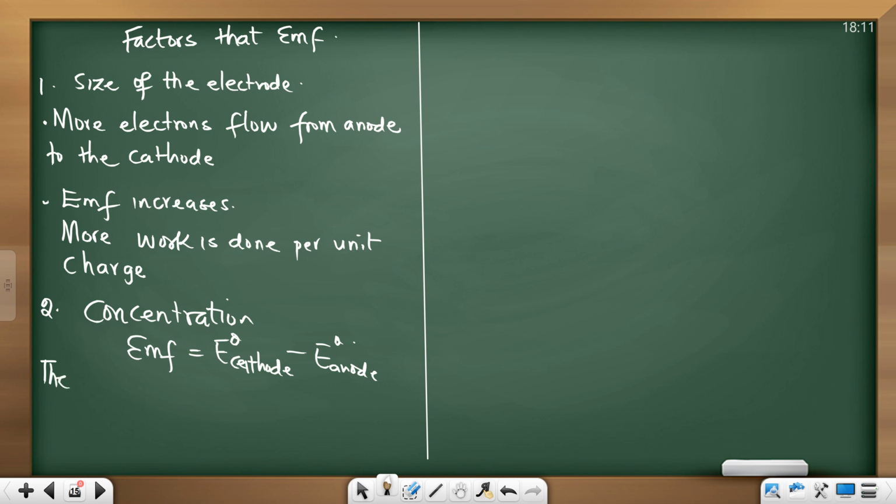The electrode, I'm just going to write one statement. The electrode potential value increases as concentration increases.